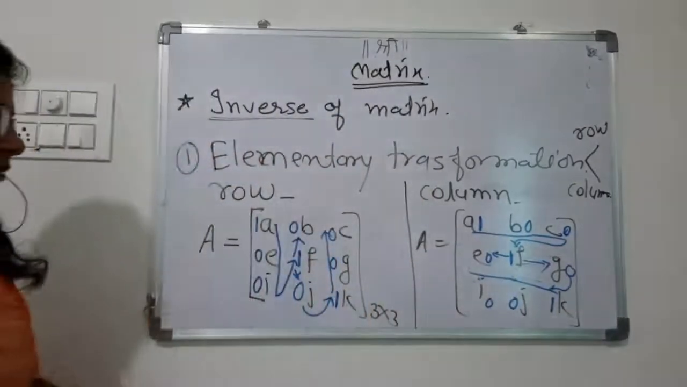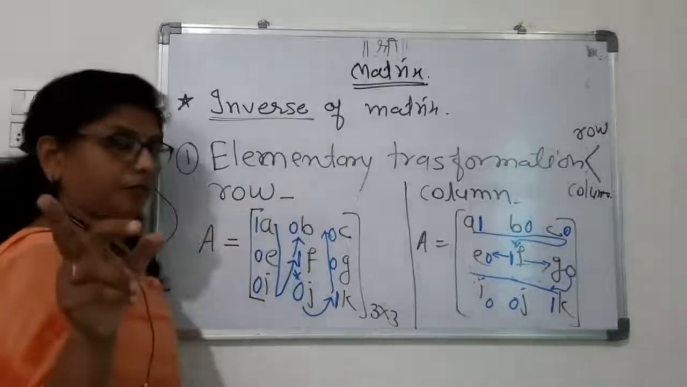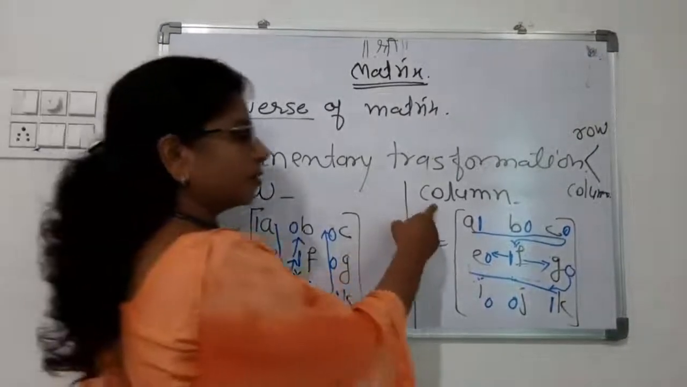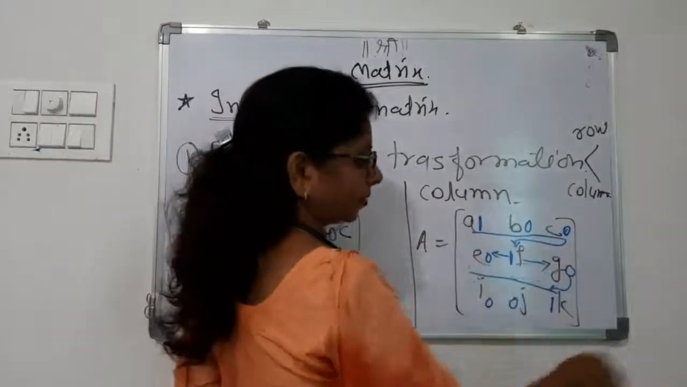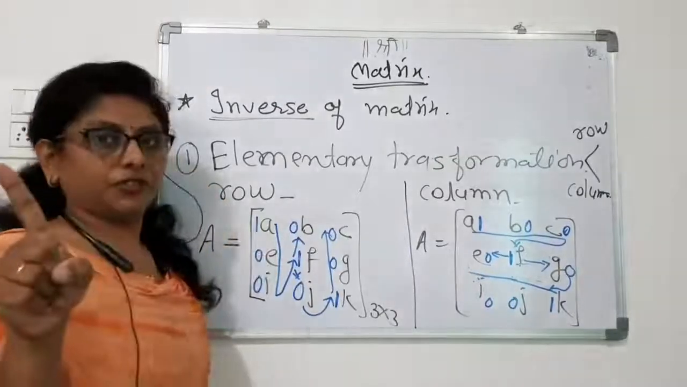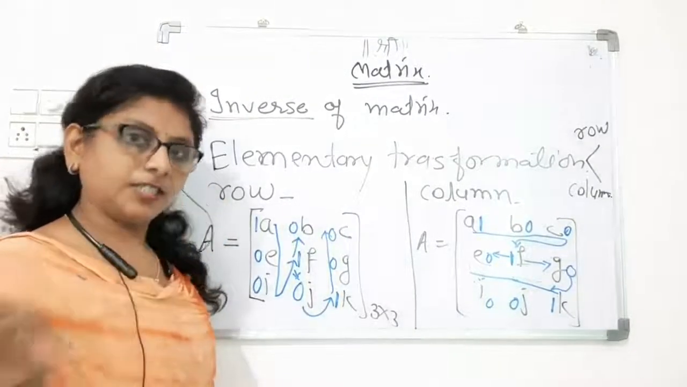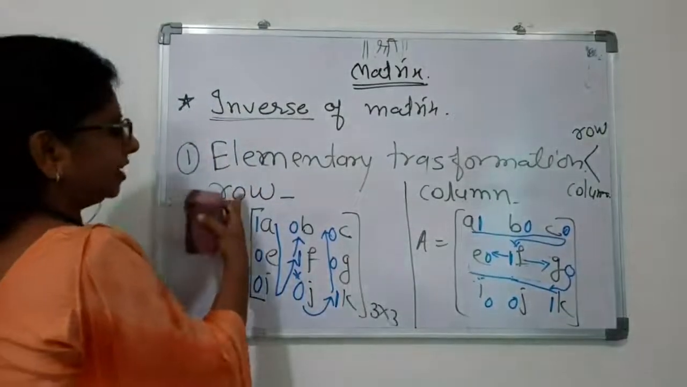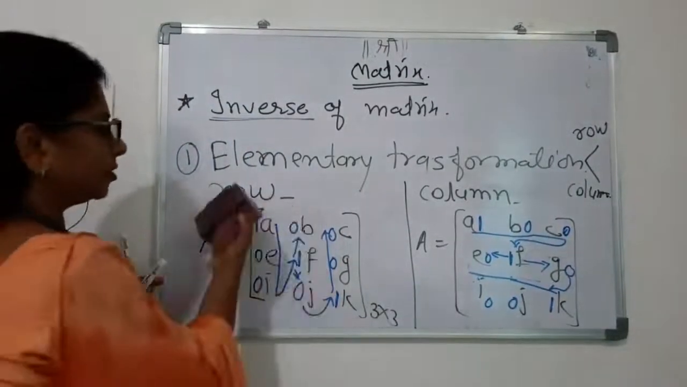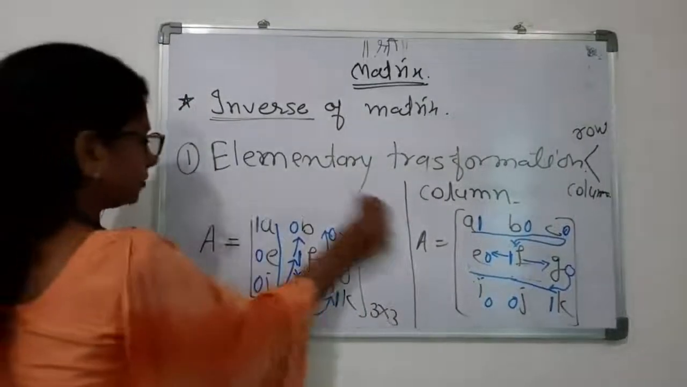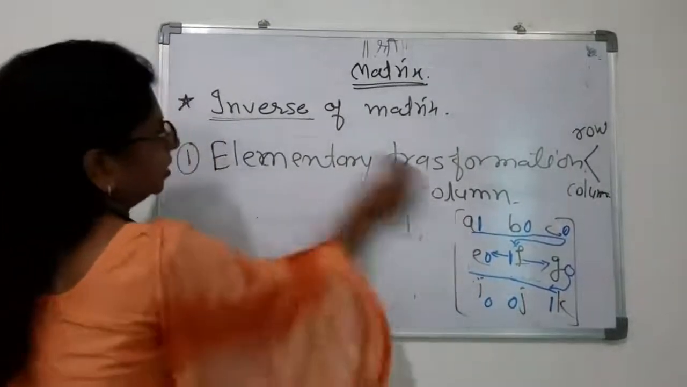Understood? Keep in mind: row transformation goes column by column, column transformation goes row by row, and in any row or in any column bring 1 first and then 0. This is the rule. You have to keep it in your mind, so it will be easy to solve the examples using row transformations and column transformations. Okay, now we will see the exercise.